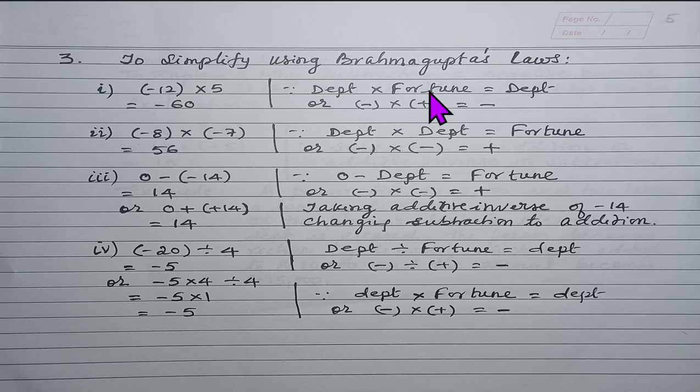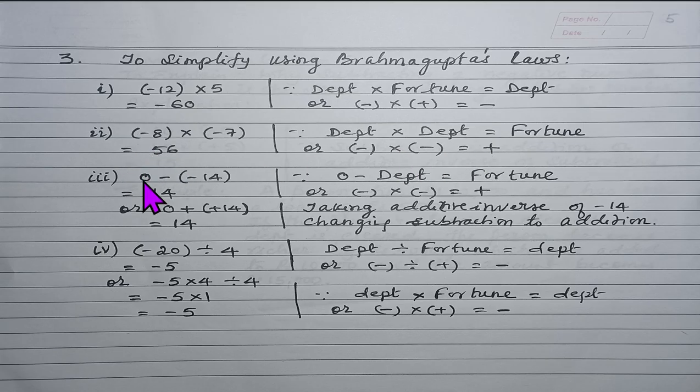And debt into fortune is again a debt. That means minus into plus is minus, and therefore it is minus 60. 12 times 5 is 60, and since it is a debt it is minus 60, or minus into plus becomes minus, and therefore it is minus 60. Now the second example, minus 8 into minus 7. Now debt into debt is fortune, or we can even say minus into minus is plus, and therefore it is 56.